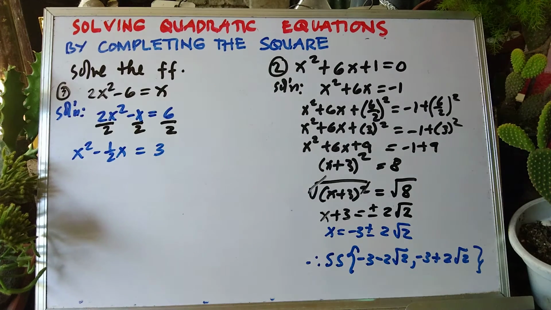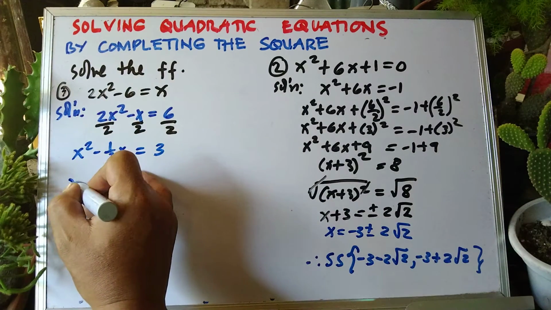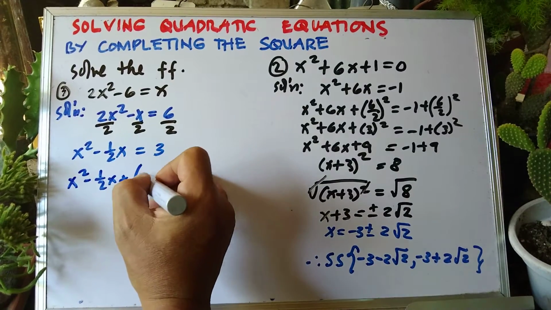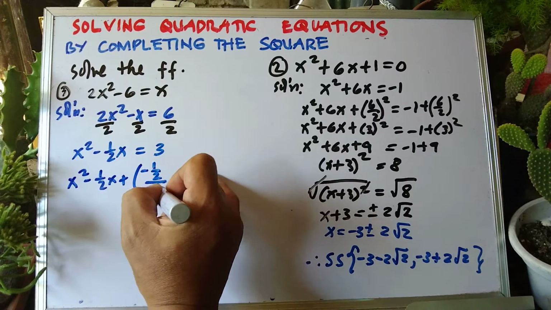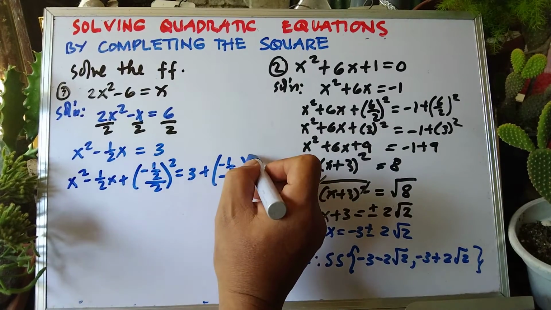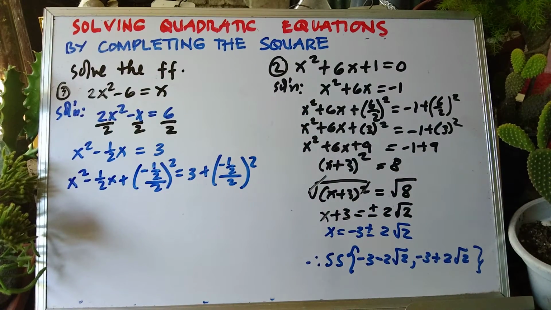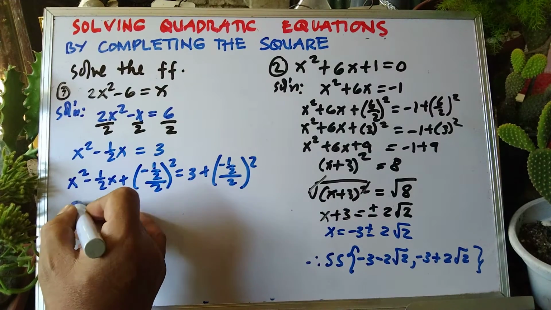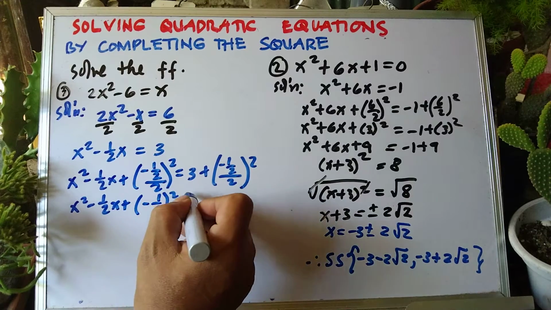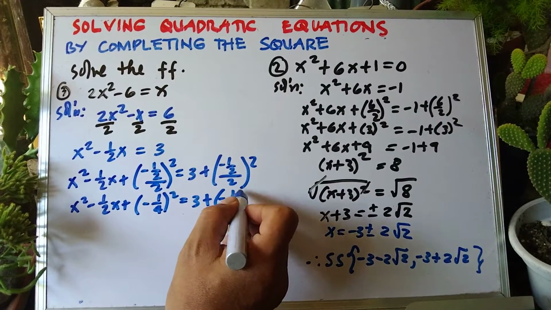Okay, what should we do next? We add the square of 1 half of the coefficient of x. So x squared minus 1 half x plus negative 1 half over 2 squared is equal to 3 plus negative 1 half over 2 squared. So, what is our answer there? What is negative 1 half over 2? That is x squared minus 1 half x plus negative 1/4 squared is equal to 3 plus negative 1/4 squared.